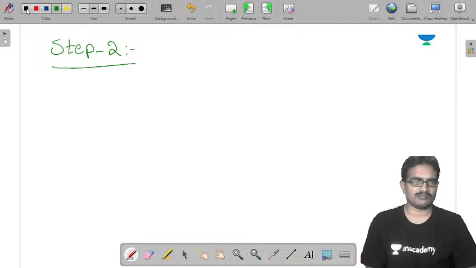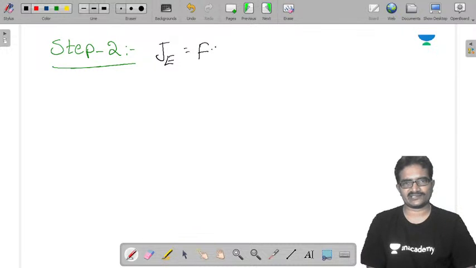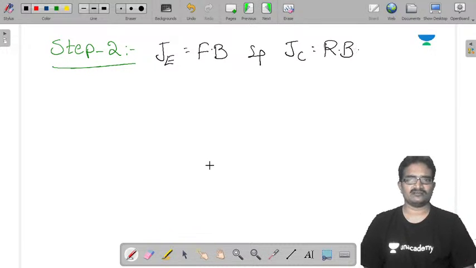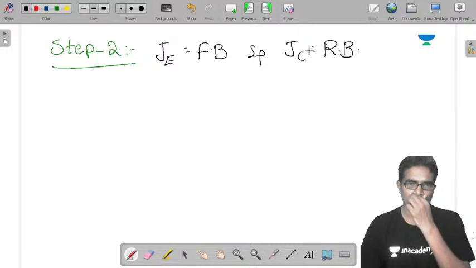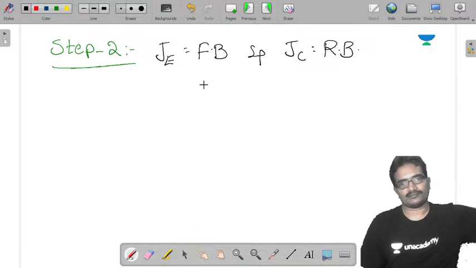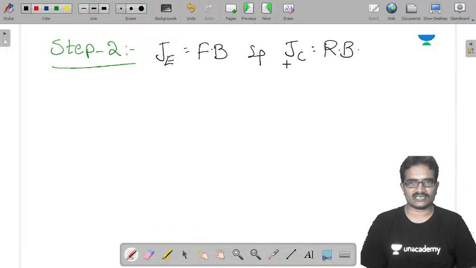So in step 2, what are the two junctions we have? Emitter junction is in forward bias and collector junction is in reverse bias. Okay. So emitter junction forward, collector junction is reverse.